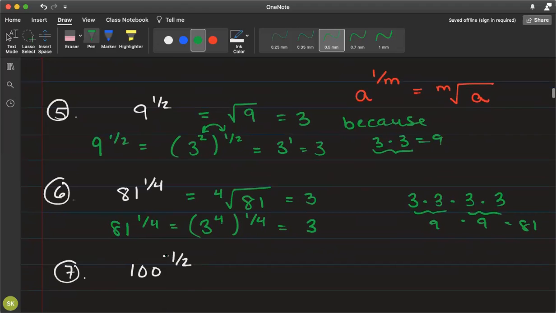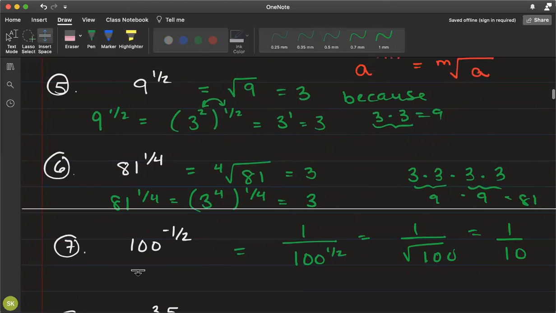How about 100 to the negative 1/2? Well, just like I mentioned before, if you have negatives in the power, you can push it to the denominator. So this will become 1 over 100 to the 1/2, which is just 1 over the square root of 100, which is 1 over 10.